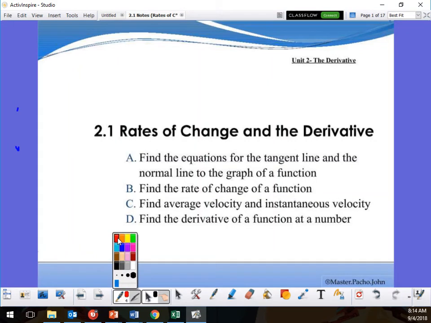All right, good morning. We are doing math again today. 2.1 rates of change and the derivative. Find equations for the tangent line and the normal line to the graph of the function. Find the rate of change of a function. Find the average velocity and instantaneous velocity. Find the derivative of a function at a number.